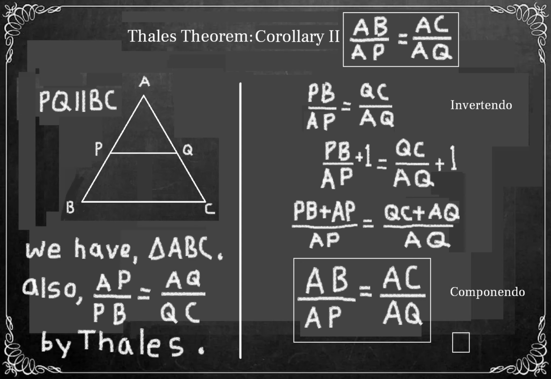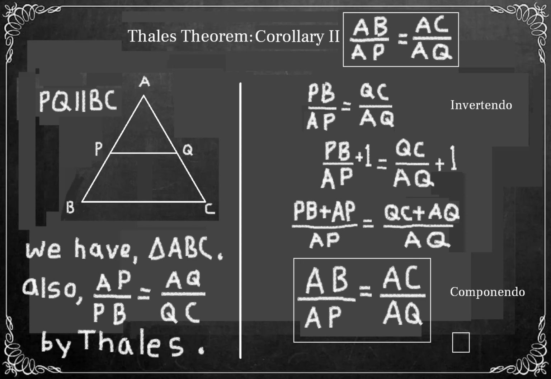Next, in column 2, we refer to the invertendo rule, which states if the ratio of two numbers is equal to the ratio of the other two numbers, then the inverse of the ratio of the first two numbers is equal to the inverse of the ratio of the other two numbers. Mathematically, it means if A over B equals C over D, then B over A equals D over C, and we don't have to prove it. We use the rule to get PB over AP equals QC over AQ.